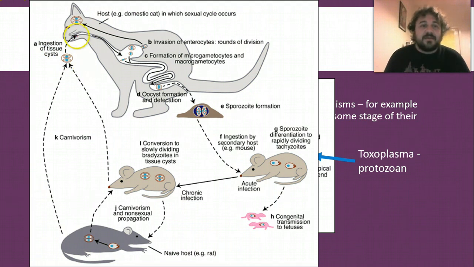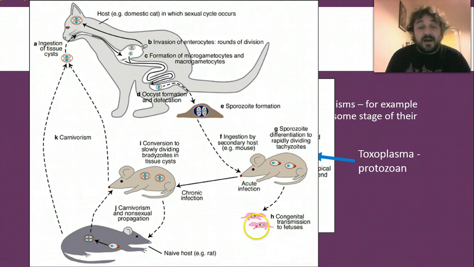Basically, the cat eats an infected mouse, or rat, whatever. This little cyst here has a ton of eggs. It goes down, reproduces and forms oocysts, which are the eggs, and they get pooed out. Then the mouse comes along, messing around in the cat poo because mice are dirty, and chows down on a little bit, and it becomes a secondary host.